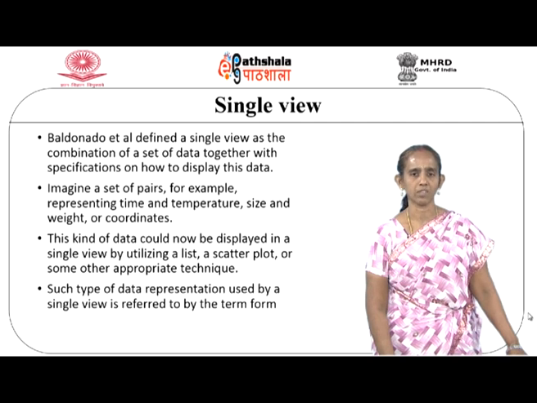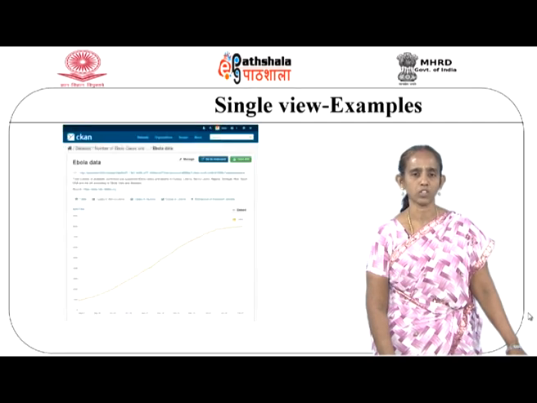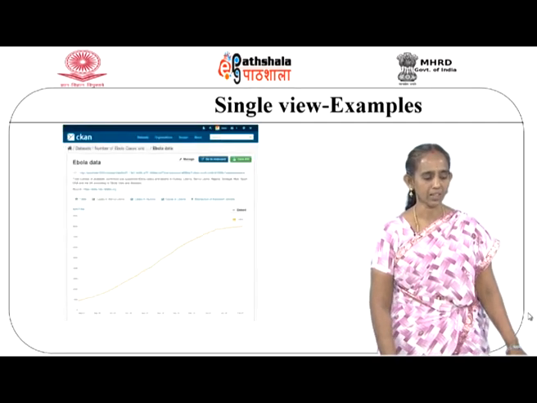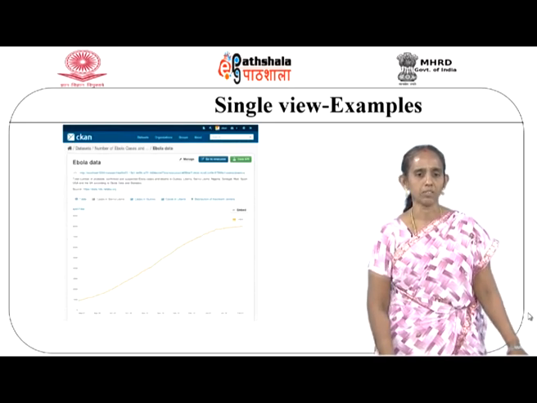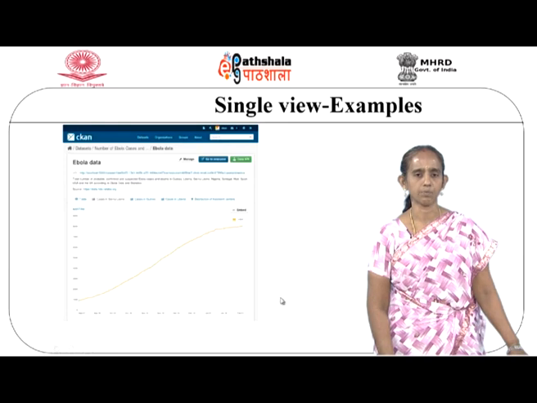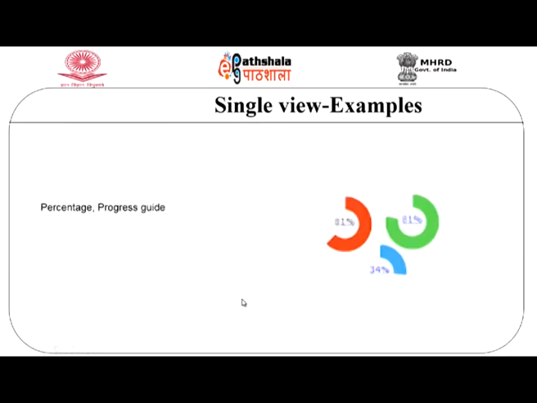So this is an example of single view visualization, wherein we can see that this is Ebola data that is being provided with respect to certain years. This is also another single view visualization, where we are having a look at the percentage progress guide, which talks about the percentage of progress that has taken place.